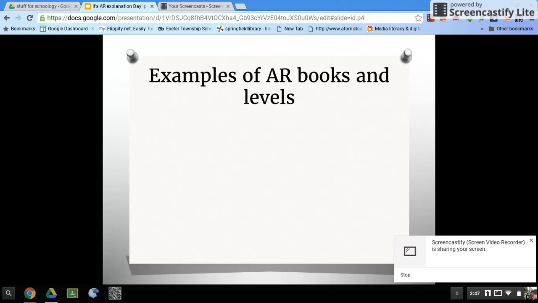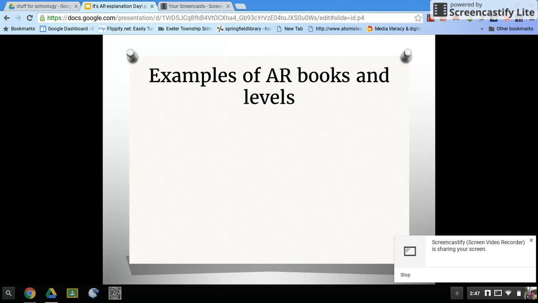Examples of AR books in the library and their levels. You are going to be given a point total that you're going to have to reach every marking period in your ELA class. And in order to reach that, you're going to need to choose books that you would like to read from the library or somewhere else. And you're going to need to know what those point levels are.